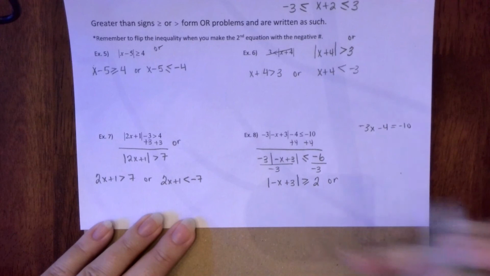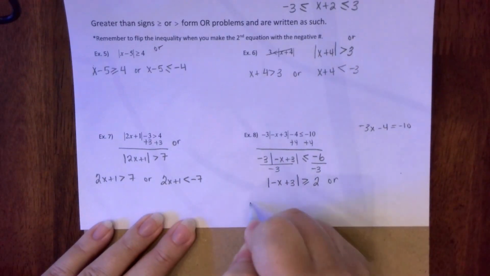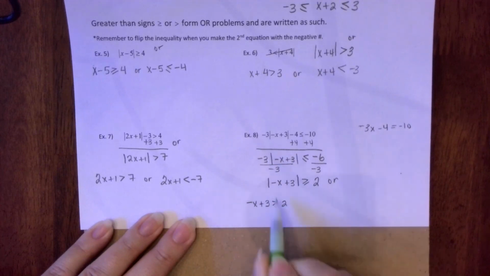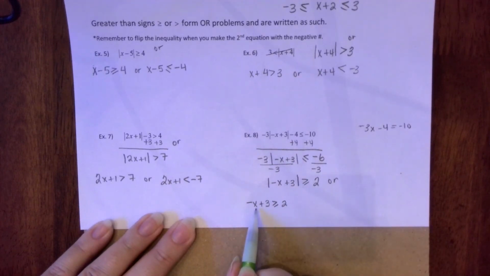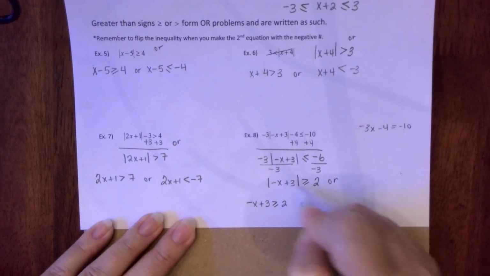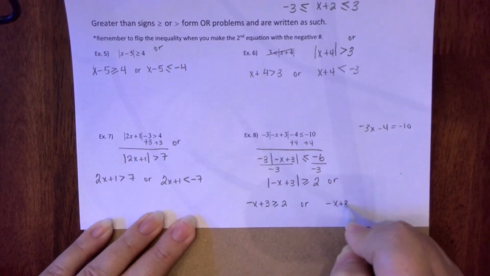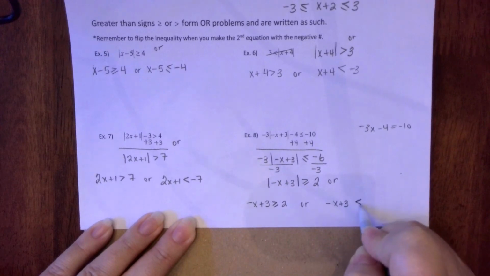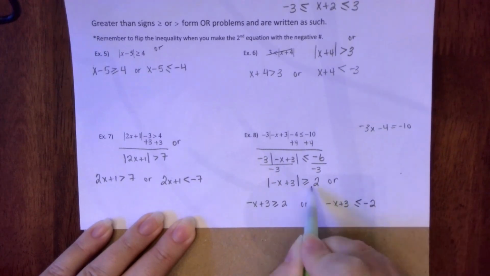Okay? Now it's easy. Now we just write it as we see it. Notice I'm not changing any signs. All I'm doing is getting rid of the absolute value. And then I do the OR. I do the exact same thing. Not changing anything, just getting rid of the absolute value. But I've got to flip my inequality and change the sign of my number.